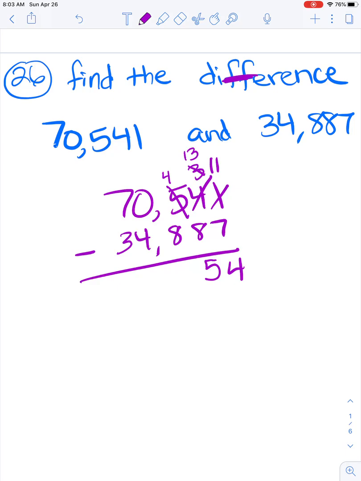If I have 4, can I take away 8? Nope. Go next door and get 10 more again, but they don't have any next door, so I have to go all the way over to my 10,000s place. Instead of 7, I have a 6 there. Now I can have a 10 here. Now I can borrow, making this a 9, making that a 14.